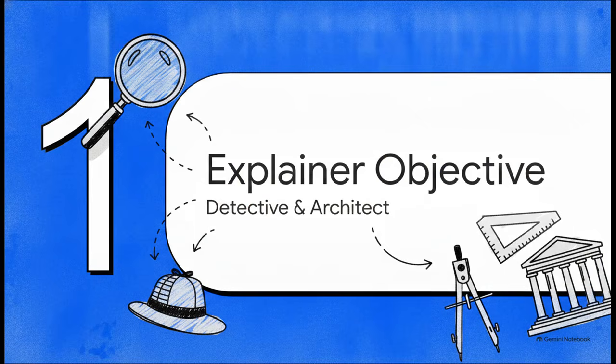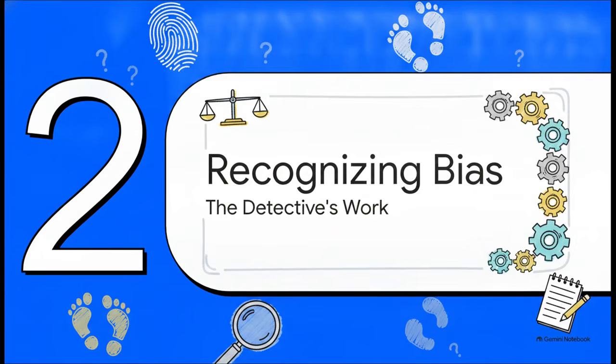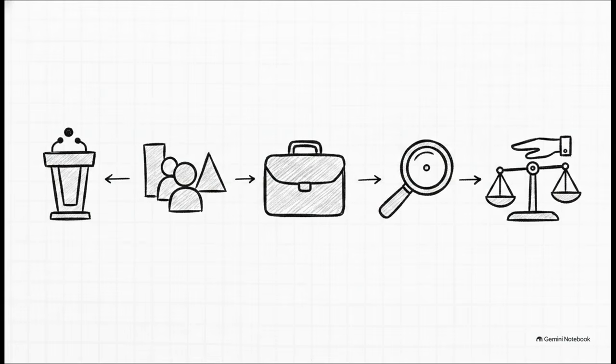Section 1. Explainer Objective. The Detective and the Architect. Section 2. How to Recognize Bias. The Detective's Work. Okay, so before you can build an argument, you've got to evaluate your sources, like a really sharp-eyed detective. And according to some incredible research from the News Literacy Project, there are 5 main types of bias you really need to watch out for.